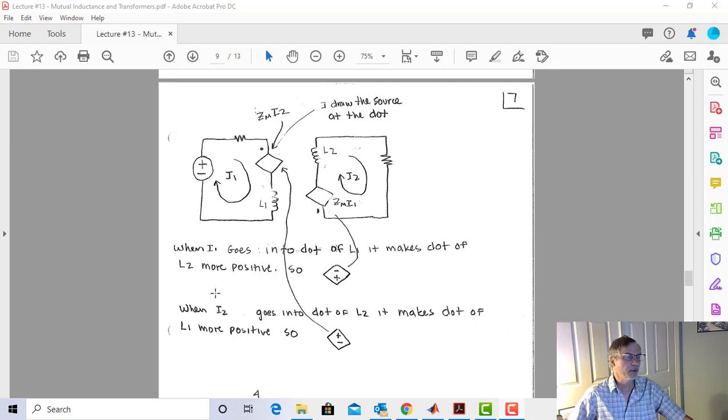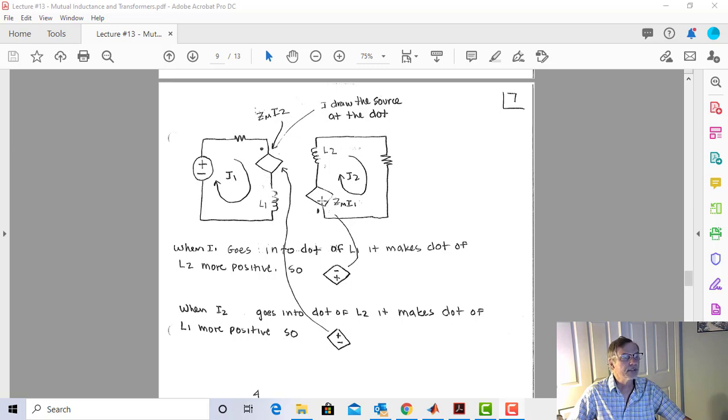Now I'll worry about the polarities. So when I1 goes into the dot of L1, it makes the dot of L2 more positive.